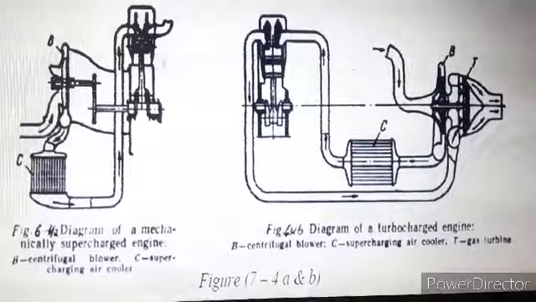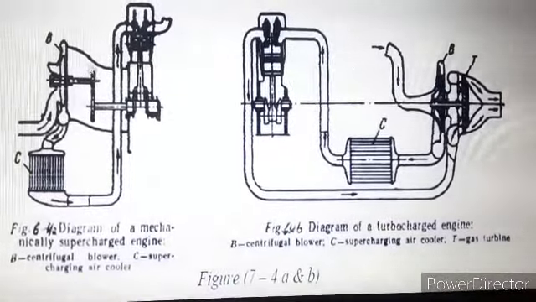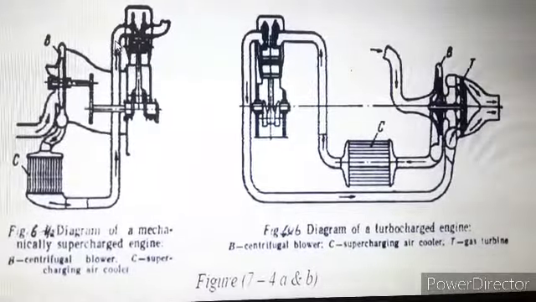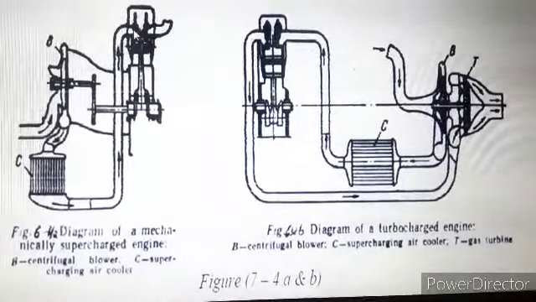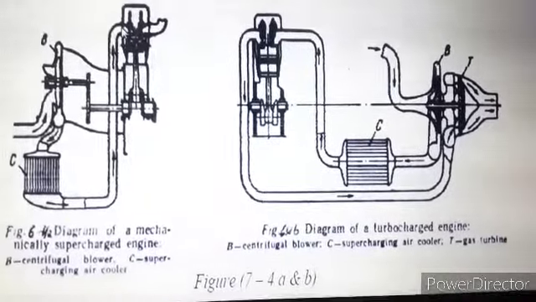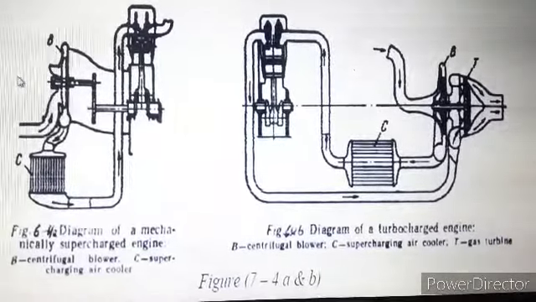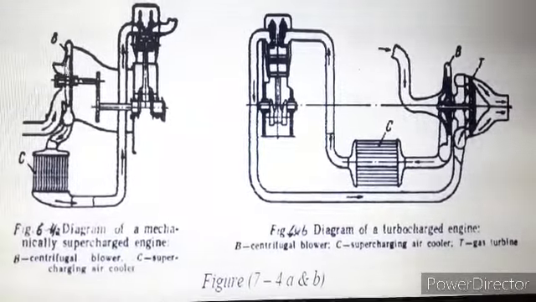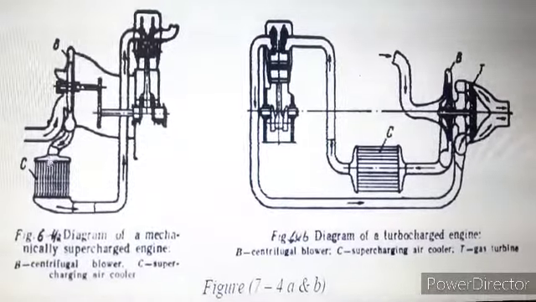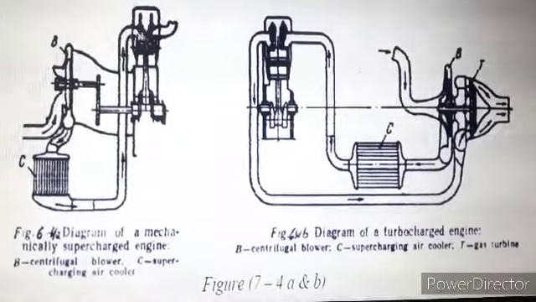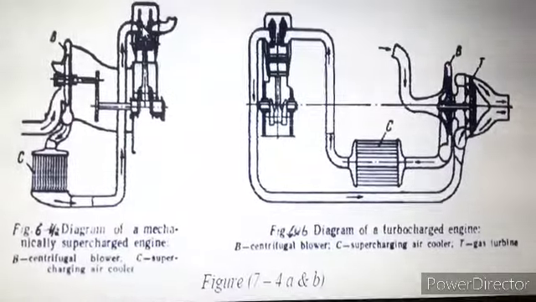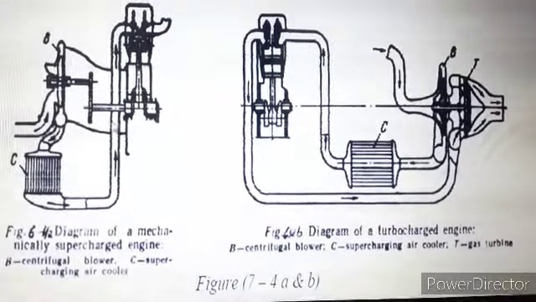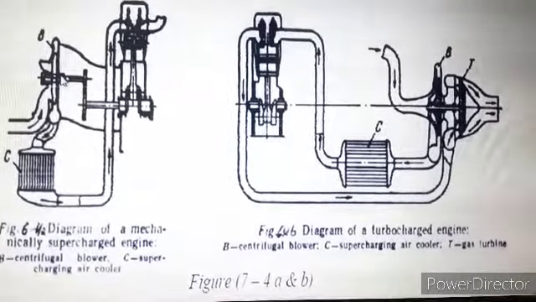Now in a normal engine, or an engine without a supercharger, air is taken directly from the environment through the inlet valve. But when you use a supercharger, air is taken from the environment inside the casing or cylinder of the compressor, it is compressed, and then this compressed air is sent to the engine cylinder. That is the difference between a normal engine and an engine with a supercharger. So this first stage is about the supercharger.